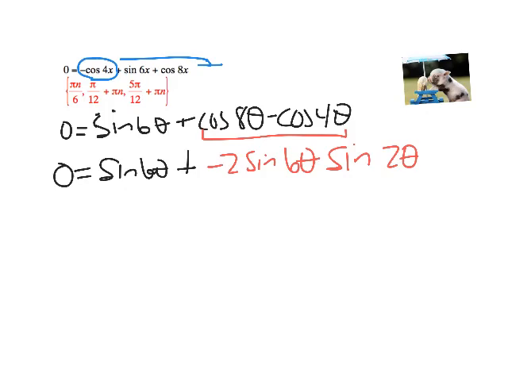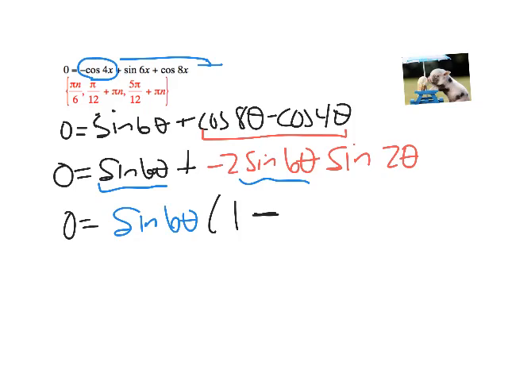So what you have here now is a GCF. I'm going to factor out sine of 6 theta because you're factoring out the sines. The arguments are the same, so you can factor those out. So you've got 0 equals sine of 6 theta times the quantity 1 minus, because it is technically plus and negative, so minus 2 sine 2 theta.